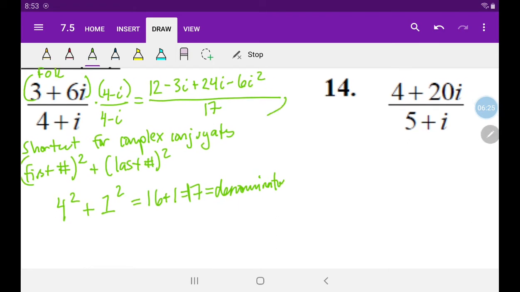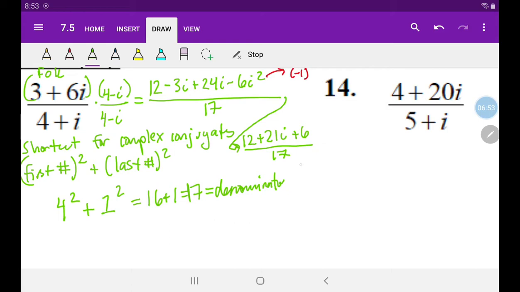Okay, so let's go down here and simplify this. So I'm going to have a 12. And then negative 3i plus 24i. Combine those terms. That'll give me a plus 21i. And then the negative 6i squared. Well, remember that i squared turns into a negative 1, right? So that's going to flip that sign on that negative 6 and turn that into a positive 6. And this is all over 17.